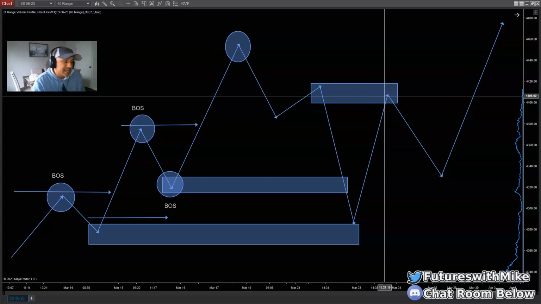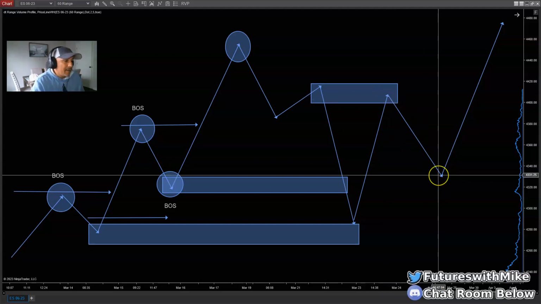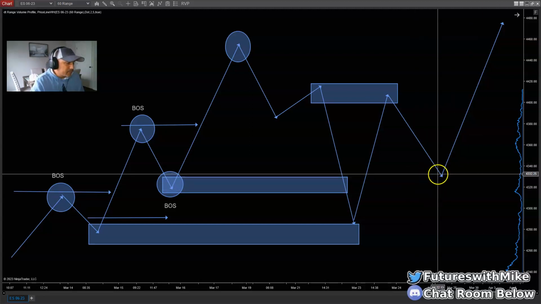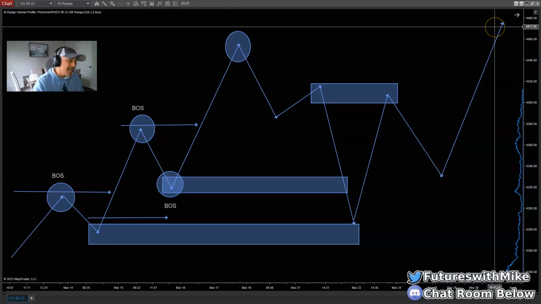What does it do? It rejects, okay? It rejects, and then it pushes lower. And then it makes a higher low right here, and then it breaks higher. So that's just an example of what I want to show you, how this actually works.